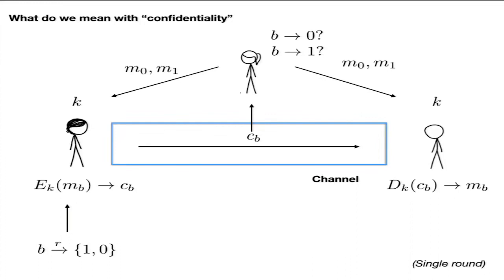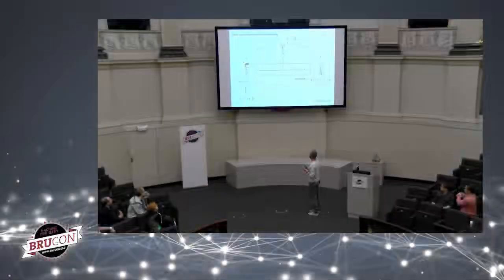What is Eve going to do? Eve is going to sample a bit B from the set {0, 1}. She's going to sample that randomly, so she will choose a bit, 1 or 0. And then Eve will take those two messages and encrypt MB, where B is the bit being sampled randomly from the set, and she will produce ciphertext CB.